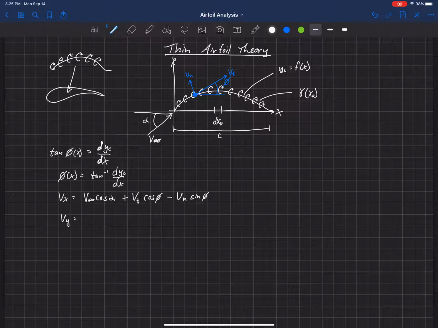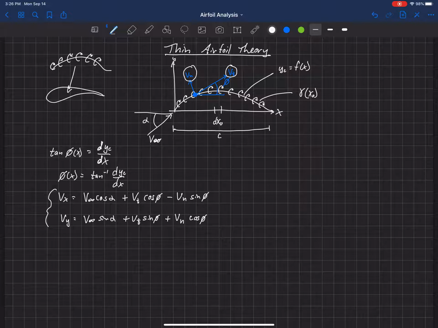And the velocity in the y direction would be V infinity times the sine of alpha plus the tangential velocity induced times the sine of phi plus the normal velocity induced times the cosine of phi. So what I should point out here is that the normal velocity and the tangential velocity that I've written up here, those are just the velocities induced by the vortex sheet. We add those together with the free stream now to get the velocity in the x direction and the velocity in the y direction.